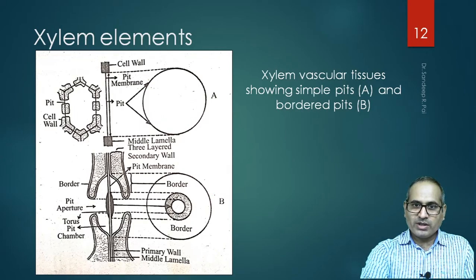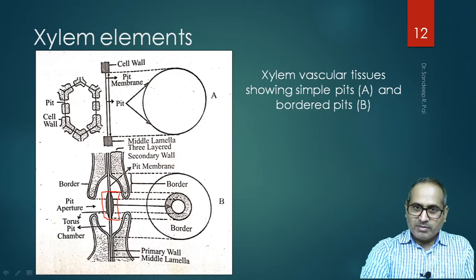Whereas when you go to the figure B, you will see that the section is taken from this particular area here, and you will see that there will be a border. The earlier figure what I had drawn, this complete thing is the pit, and then there is a border over here, right? And into this border, the center part, which is known as torus.